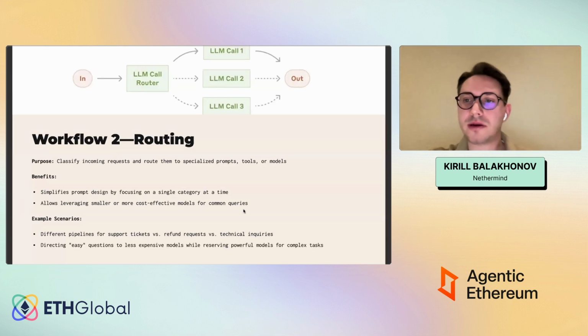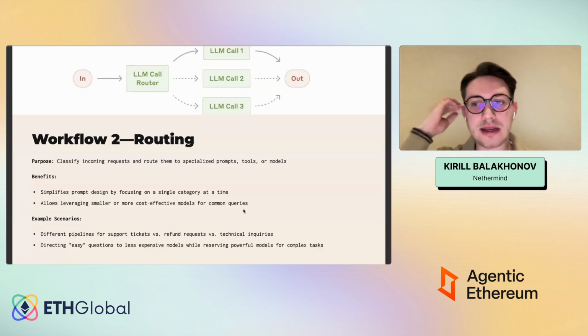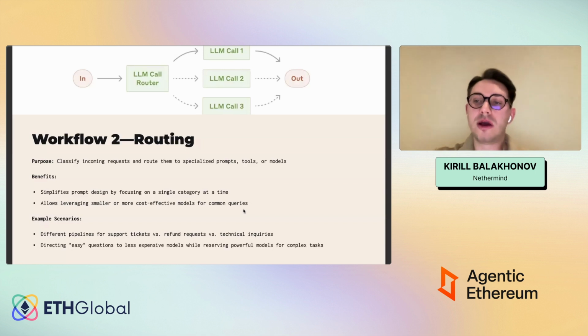The second pattern is routing, and it focuses on classification to direct inputs to appropriate specialized processes. This might involve different LLM prompts for various query types, or allocating simpler tasks to more efficient models, while routing complex queries to more capable ones. This is a kind of straightforward approach, and it can lead to a significant efficiency boost.